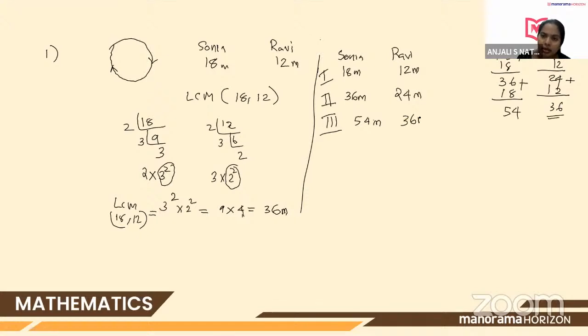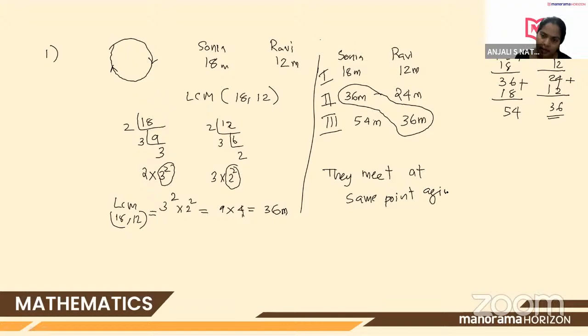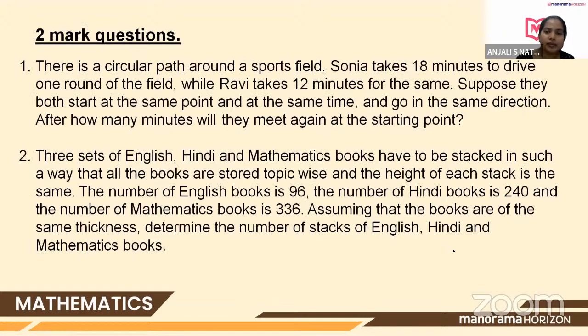Look here, at the 36th minute, they met together. So they meet at the same point again at the time equal to 36 minutes. Okay, clear? So moving to the next question.